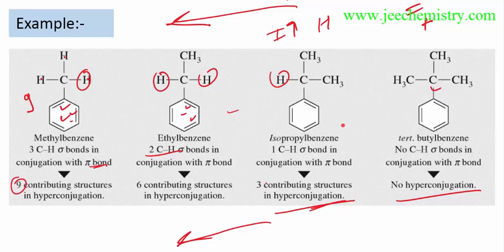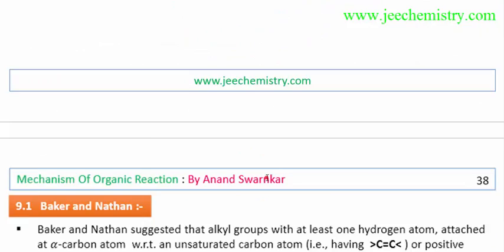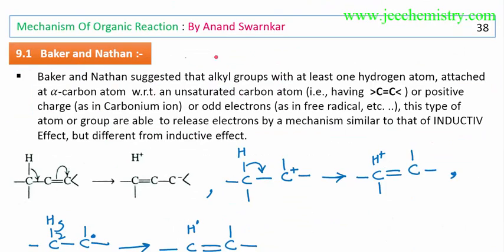So now we will learn in more detail. Baker and Nathan are the scientists who explained hyperconjugation. They gave some information about hyperconjugation, and the concept is made clearer by Baker and Nathan. That's why we need to learn Baker and Nathan hyperconjugation. As a little bit of introduction I will tell you, then I will proceed to further examples.